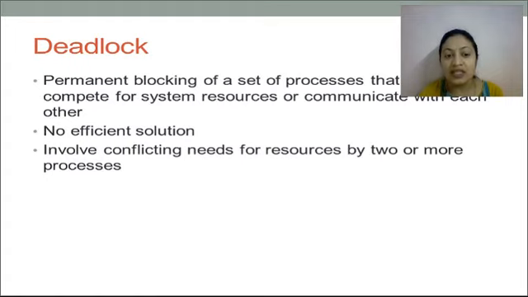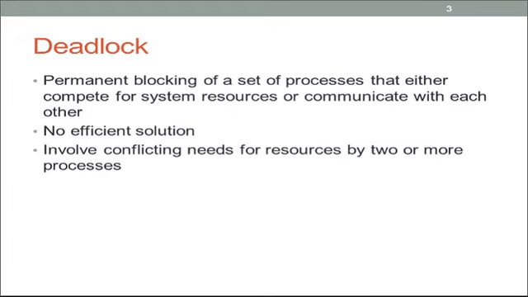Now, when these resources are used by processes under the operating system, there is an important condition which occurs during this resource utilization, which is called deadlock. So this deadlock is a permanent blocking of a set of processes that either compete for system resources or communicate with each other. In this case, the processes are blocked by another process which is holding a resource required by the first process. And there is no efficient solution to handle this deadlock situation.